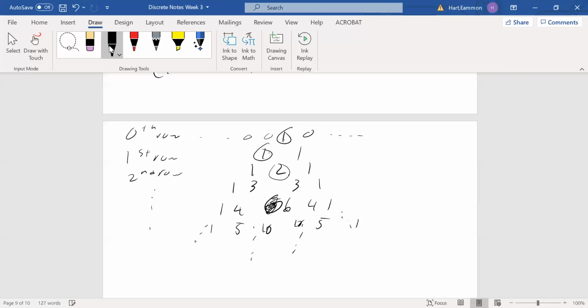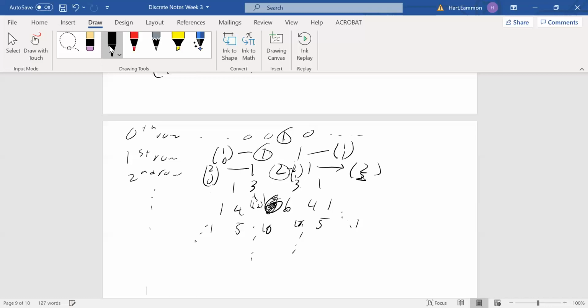So we have to start counting at 0 for this to be nice. But this guy right here is 1 choose 0. This guy right here is 1 choose 1. This guy right here is 2 choose 0. This guy right here is 2 choose 1. This guy right here, sorry, this is 2 choose 2. This guy right here is 2 choose 1. This guy right here is 3 choose 2.